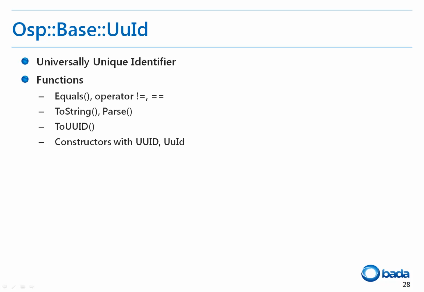Functions are provided to identify whether two UUID values are the same, to convert a UUID into a string, and to convert a string into a UUID value.